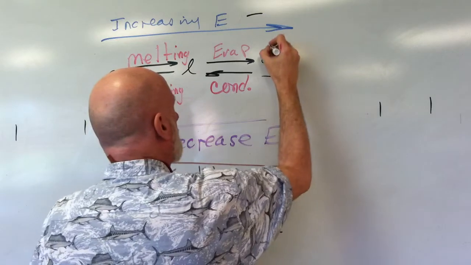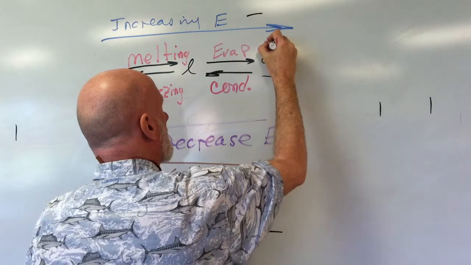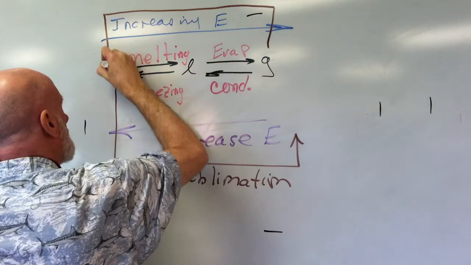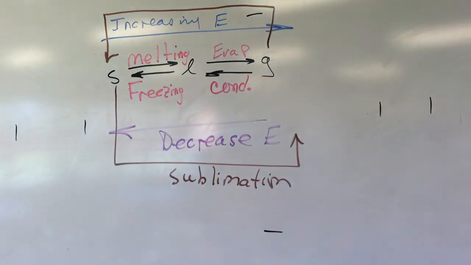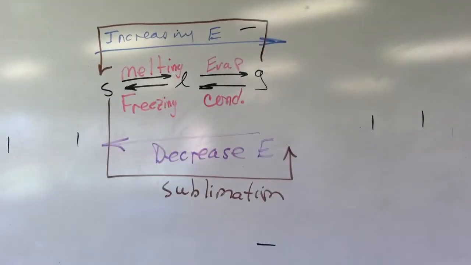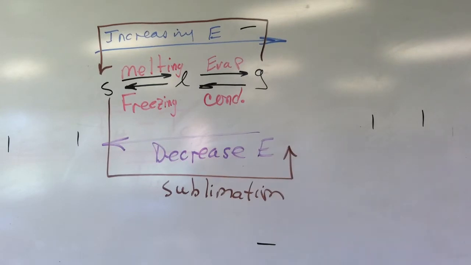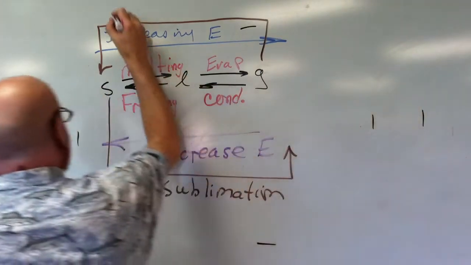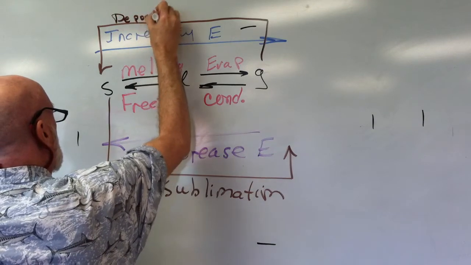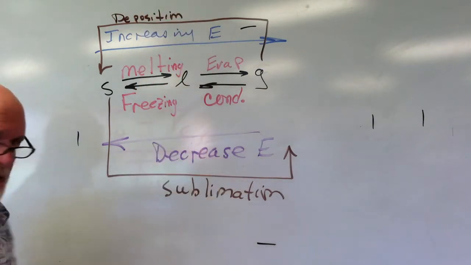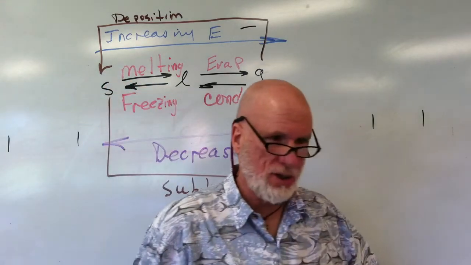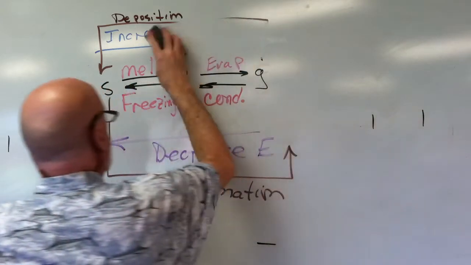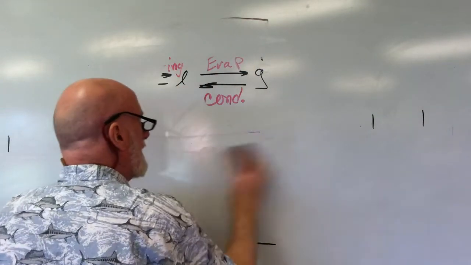So if I go from gas to a solid, I'm running out of room here. Let me change the orientation of the camera a little bit. That's called deposition. It's kind of sloppy though, isn't it, the way I'm writing this? Can we start over? Okay, let's start over and make it a little bit neater.